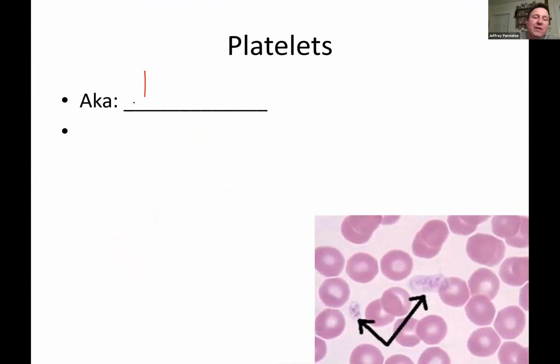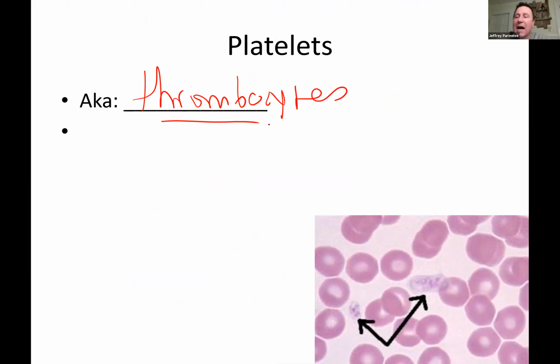All right, let's talk platelets. They're also known as thrombocytes. And a thrombus is a clot, a blood clot. You guys remember what it's called when a blood clot breaks off and travels in your bloodstream? Then it's an embolus, or emboli, plural. An embolus can also be fat or air or something else, but it's usually a clot that comes off.